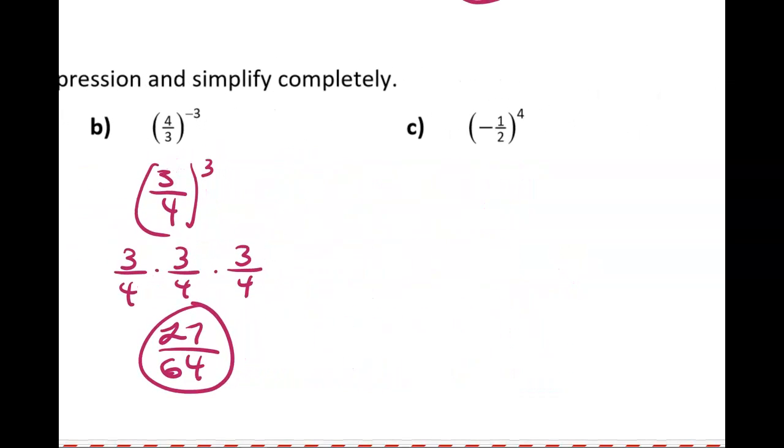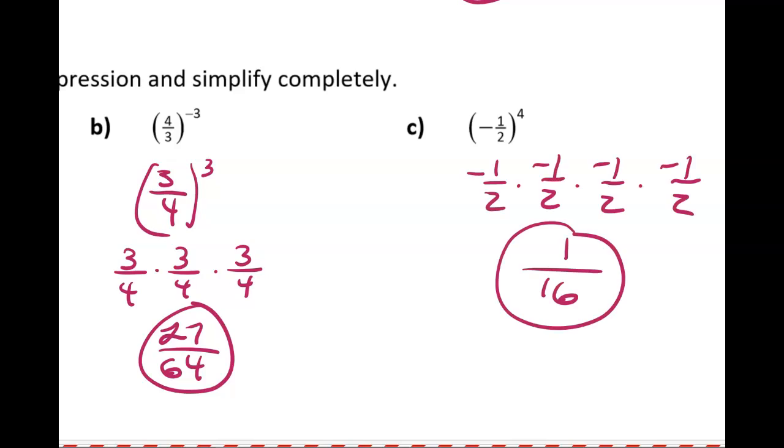And now try C. And this one, the base is negative. The exponent is positive, so it just means repeated multiplication. All right, that is it.